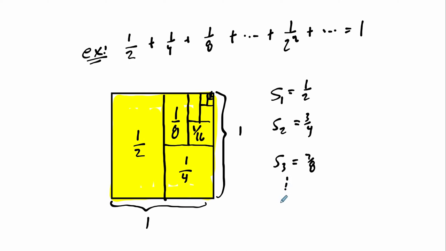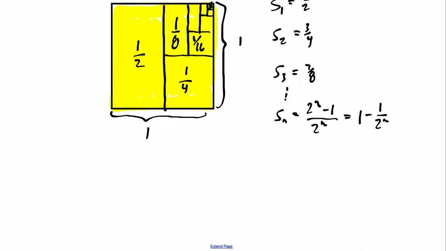In general, as we go along here, you can see the powers of 2: 2 to the first, 2 to the second, 2 to the third. We have 2 to the n on the bottom, and then 1 less than that on the top, so that power of 2 minus 1. If we simplify this, 2 to the n over 2 to the n is 1, minus 1 over 2 to the n. As n approaches infinity, this is going to approach 1 minus 0.